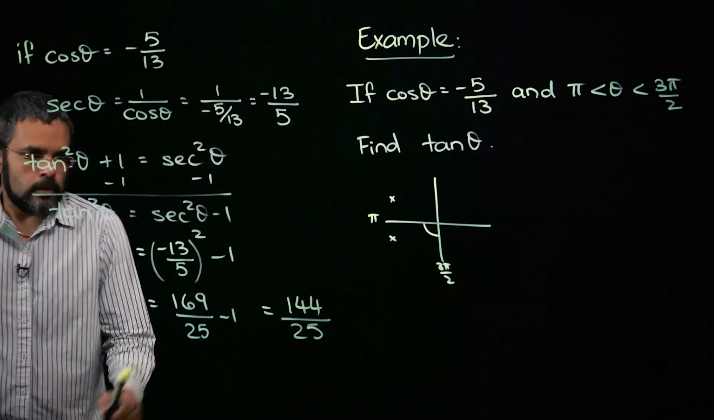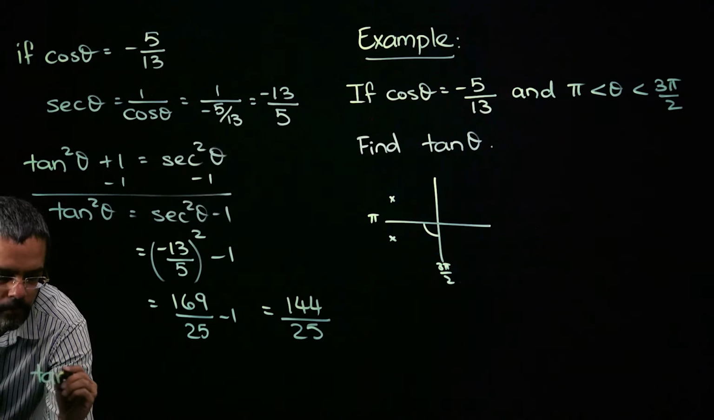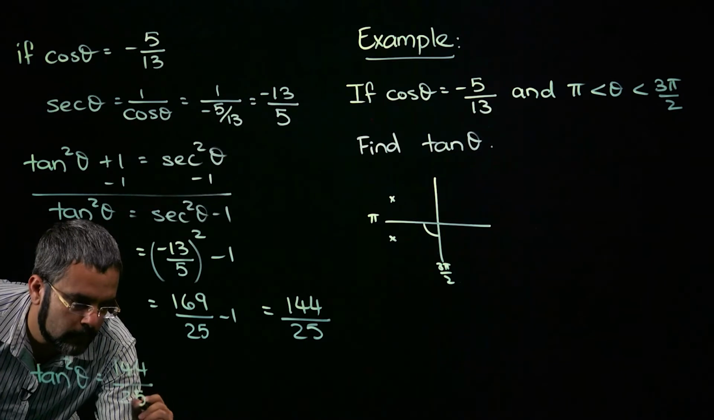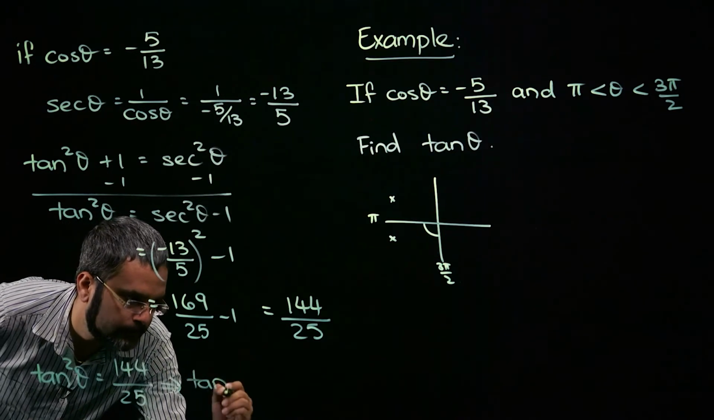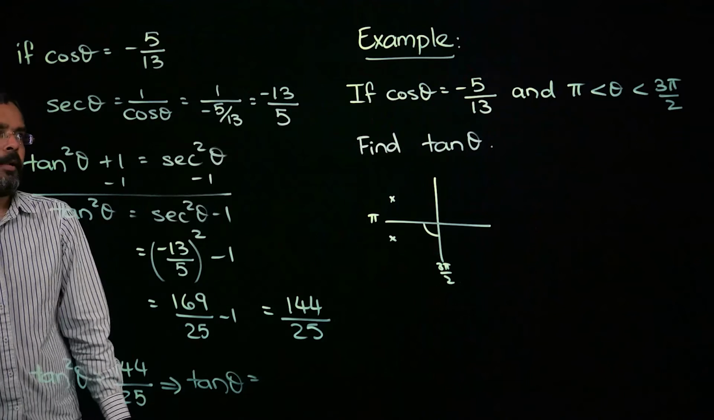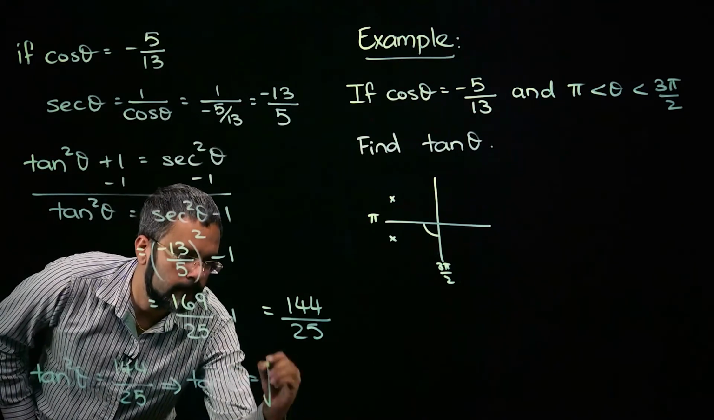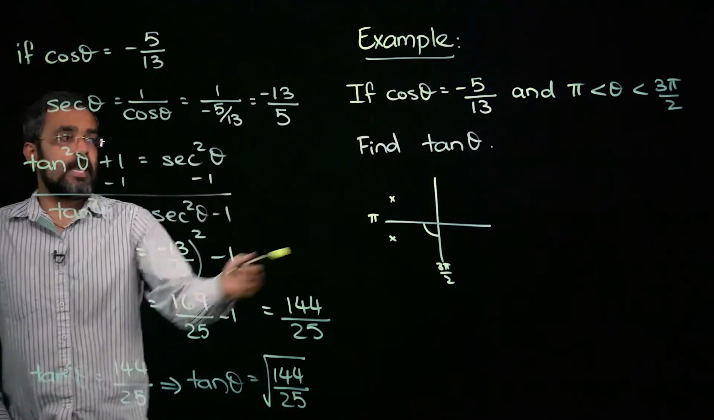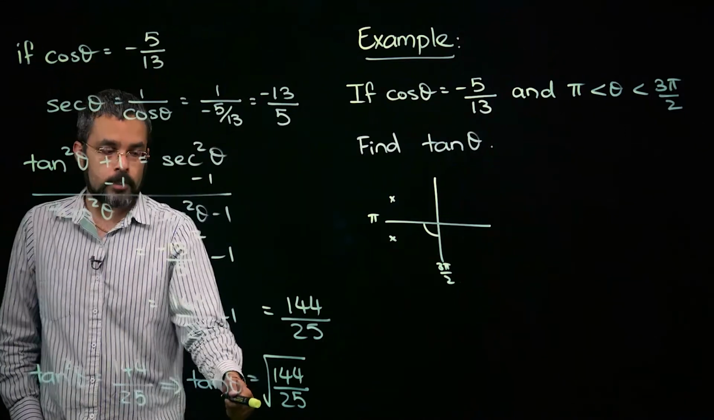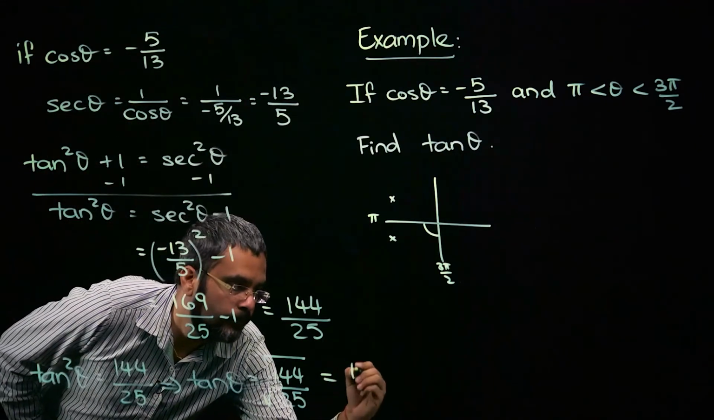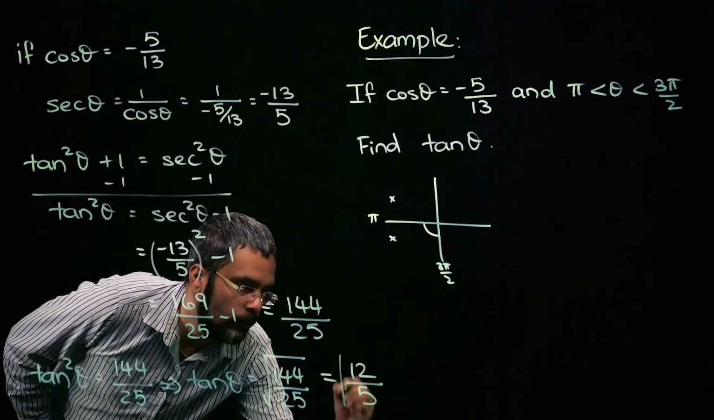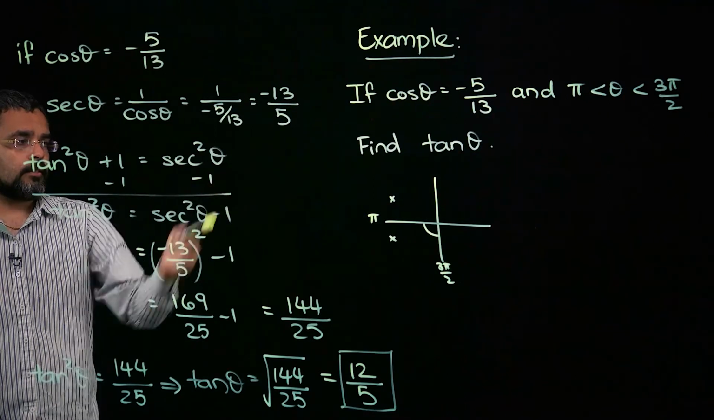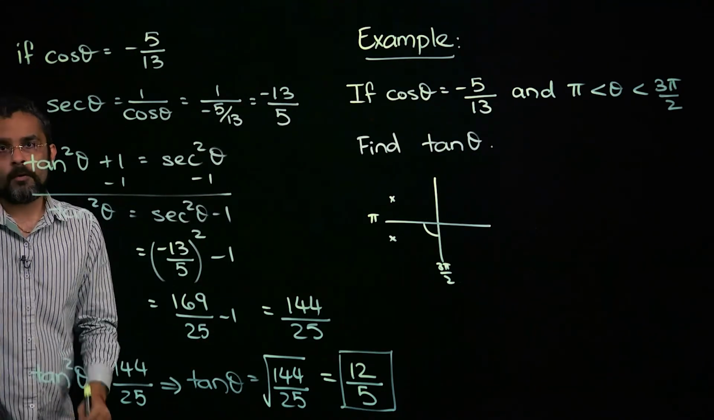All right, so tan squared theta equals 144 over 25, which means that tan theta is going to be the square root of 144 over 25. And remember one thing, tan is positive, so tan will be the positive square root here, and that comes out to be 12 over 5. Okay, so if cosine theta is negative 5/13 and theta is in the third quadrant, tan theta has the value of 12 over 5.